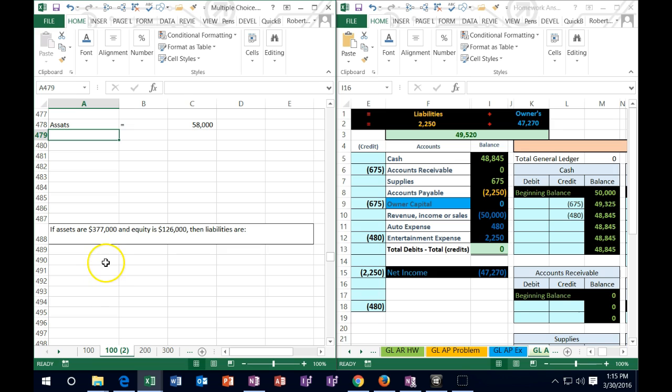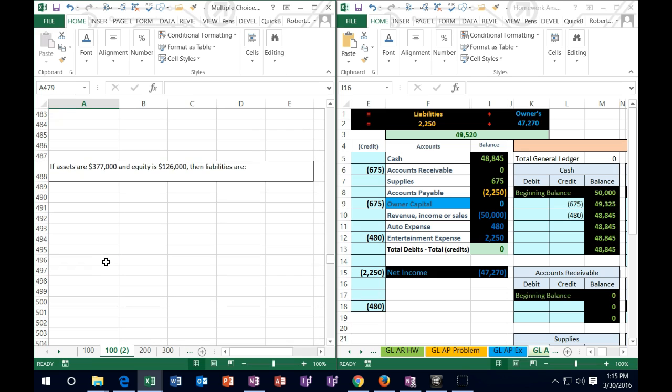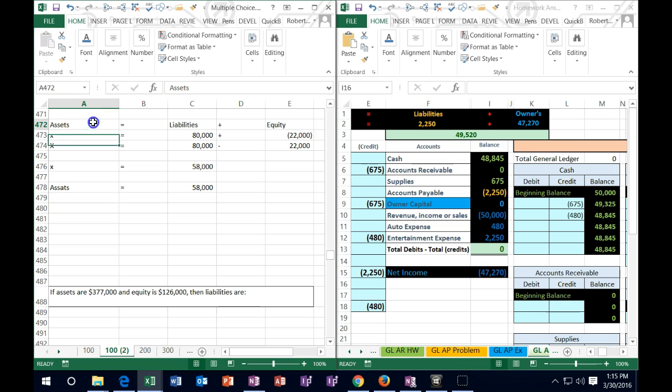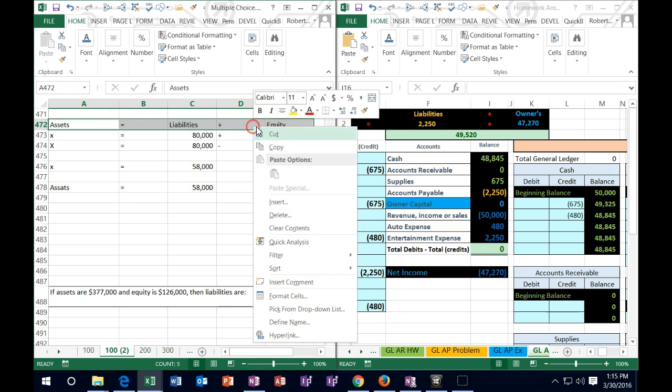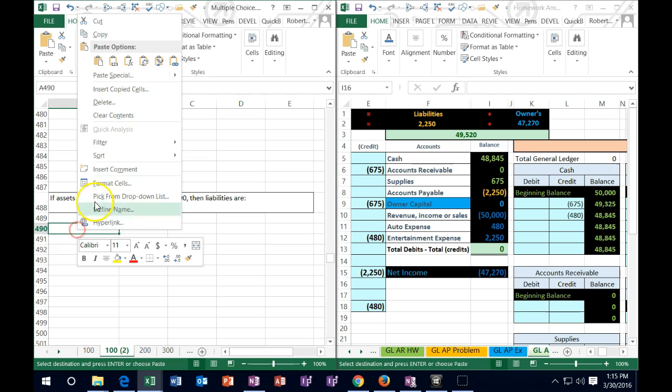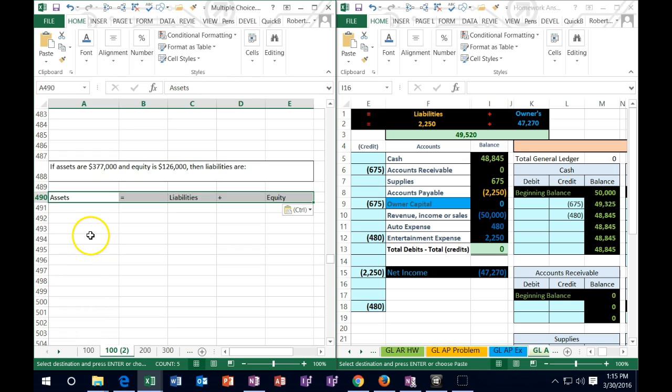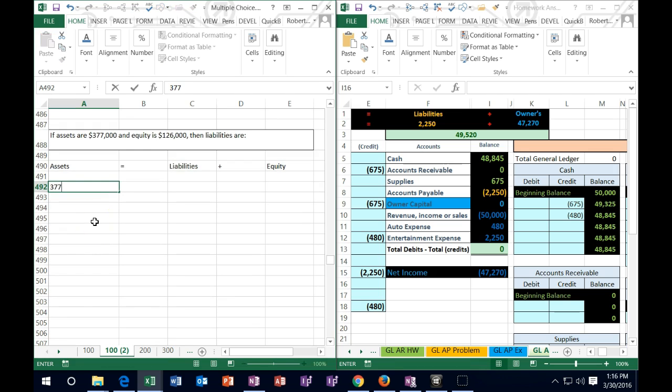Let's take a look at the next one. If assets are 377,000 and equity is 126,000, then what are liabilities? Once again, they've given us two of the three pieces, so I'm just going to copy that accounting equation again and paste that down here. And so we're going to say assets are 377,000. So we're going to use 377,000 equals, and we don't know what liabilities are, so we're just going to say that's x plus equity of 126,000.